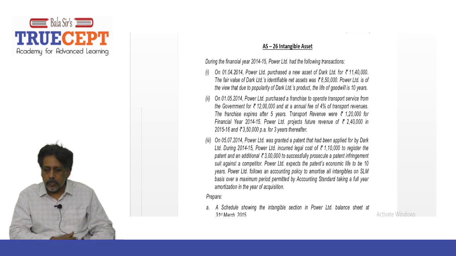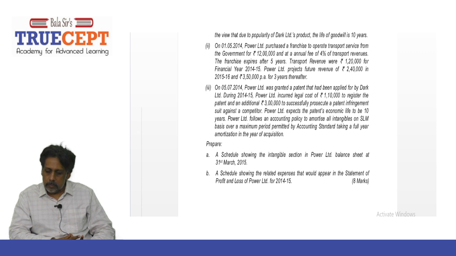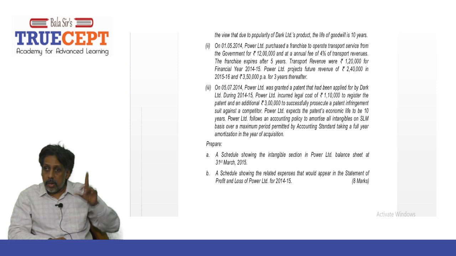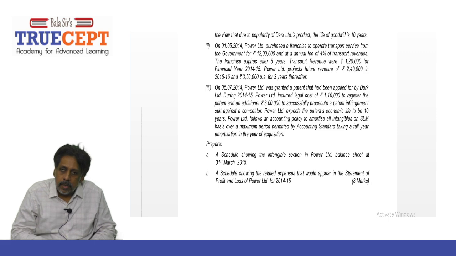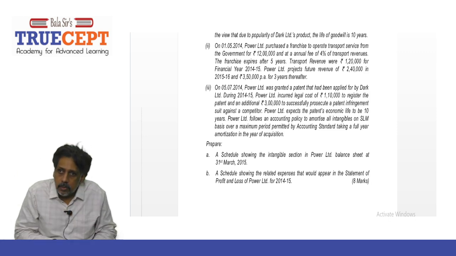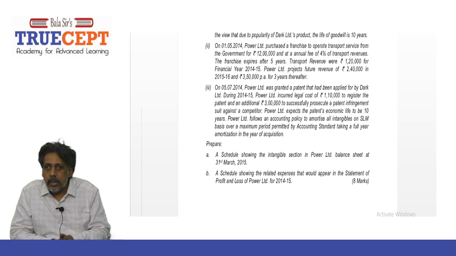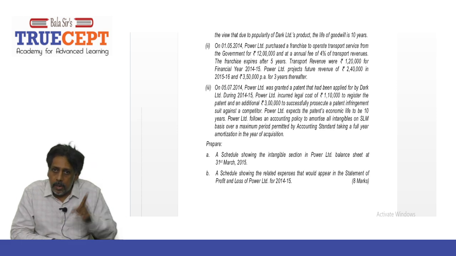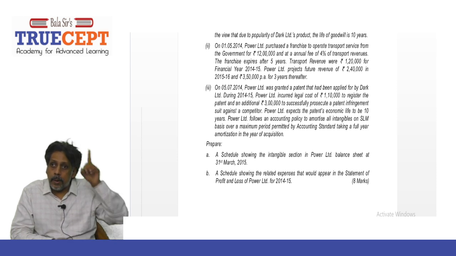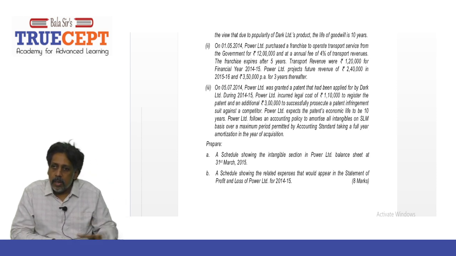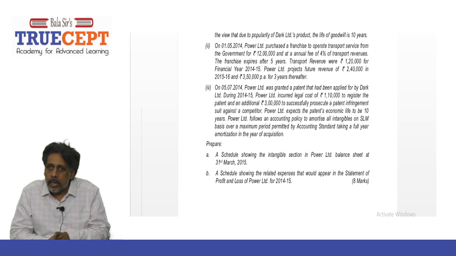Next, number 3. On 5th July 2014, Power Limited was granted a patent that had been applied for by Dark Limited. You saw Dark Limited apply for the patent. Because you bought Dark Limited, now the patent will be given to you. You are the new owner of this patent. It was applied for by Dark, and because you purchased Dark Limited on 1st April itself, in July the patent will be given to Power Limited.